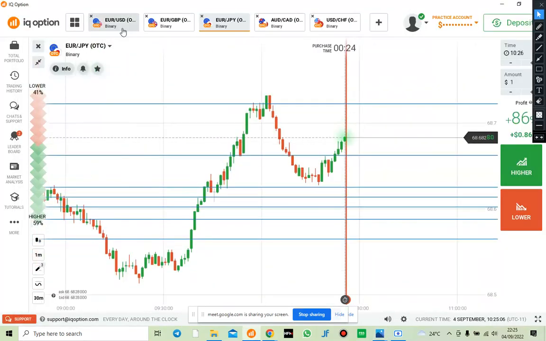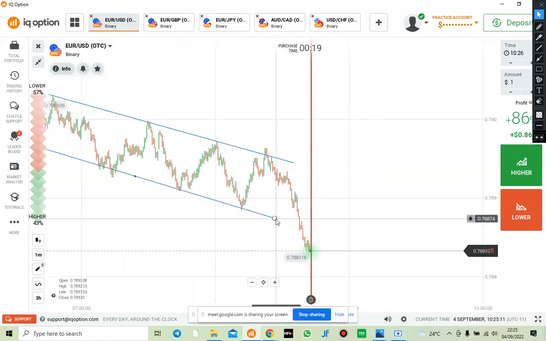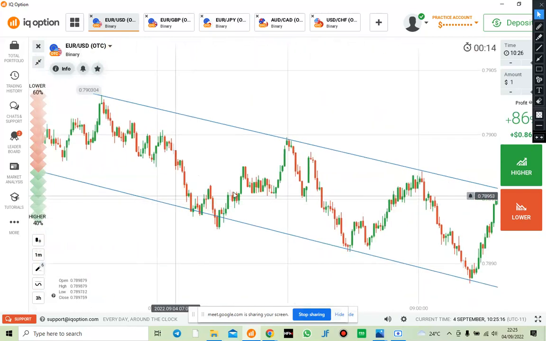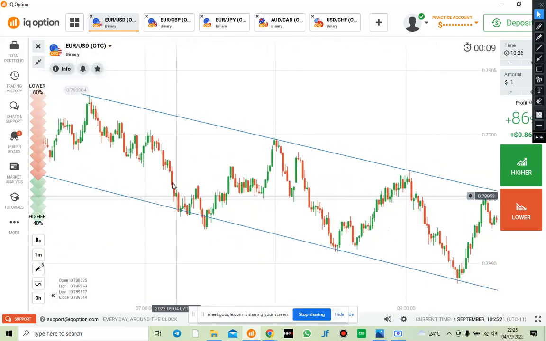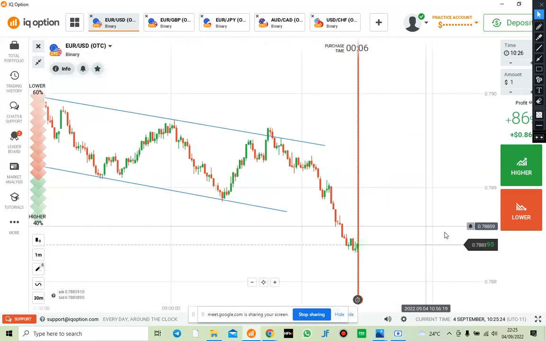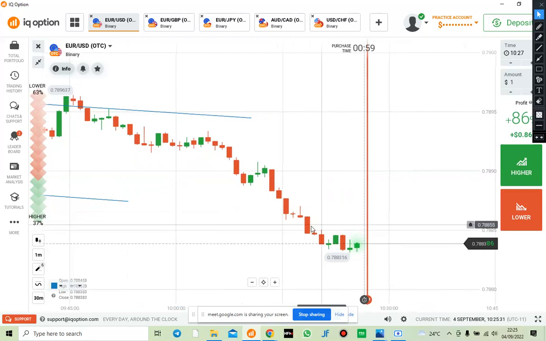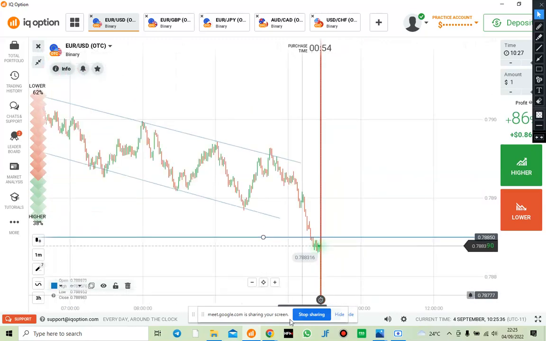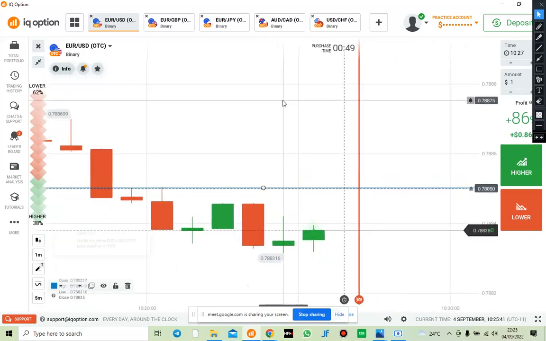Let's go to the charts. Note that it doesn't mean it doesn't work on OTC market. It works, but not all the time. Okay, the market is still bearish, and there is a round number here. So let's see if the market reaches the round number. Let's see what is going to happen.